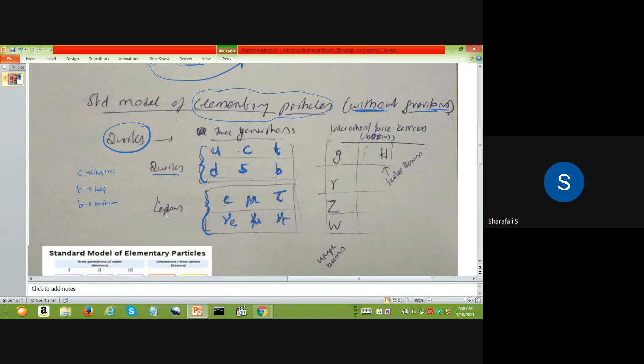So quarks are there. Then we have leptons. Then we have the interaction or force carriers. So that includes gluons. This G is for gluon. Gluons are the force carriers between those quark pairs. Then we have gamma particles or the photons. Then we have Z bosons. This is the Z boson.